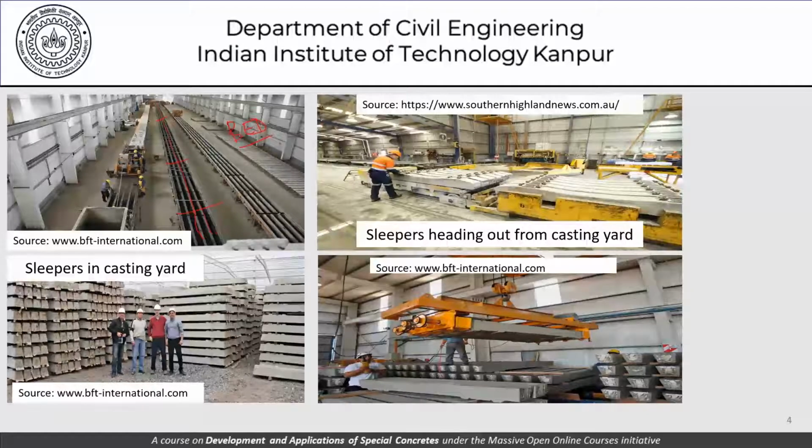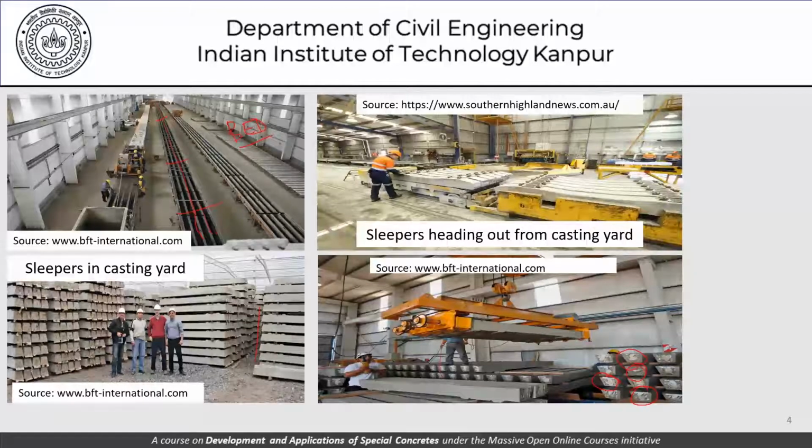Here are some pictures of the handling of the sleepers as they are being moved around. These are the sleepers heading out from the casting yard. These are being lifted and placed in position, and you can see special marks on the surface. Now I'm leaving it to you to think about what these special marks could be all about. And here are sleepers which are stacked in the yard.